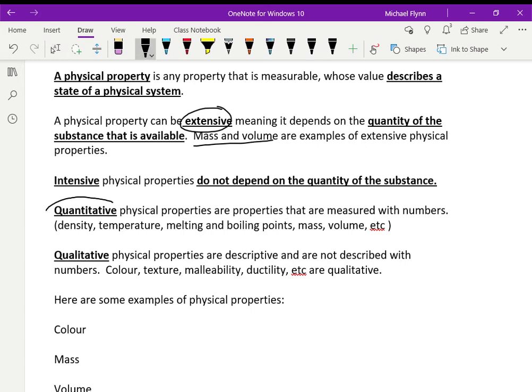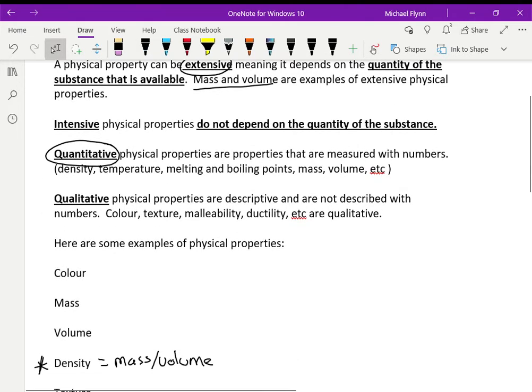Now, a quantitative property can be described using a number. So if I tell you my mass is 80 kilograms, okay, that is a quantitative property. In other words, you can assign a number to it. If I say the temperature of my core is 38 degrees Celsius, that's a quantitative physical property, right? Now, if I say the color of my hair is kind of rusty-ish, sort of a lot of colors in it, that is not a quantitative physical property. That is a qualitative property, which is not described using numbers, okay?